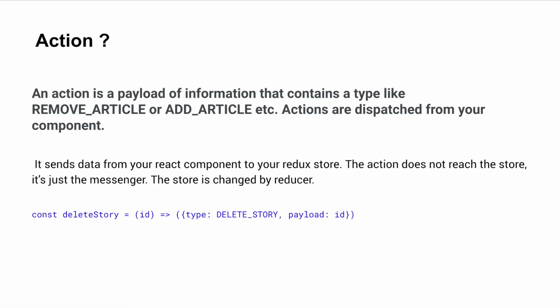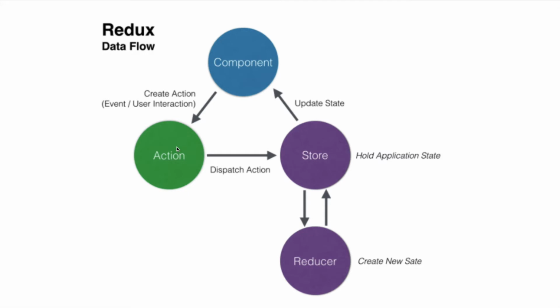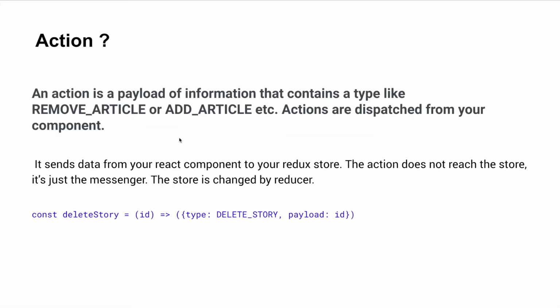So actions. An action is a payload of information that contains things like remove article, article, etc. Actions are dispatched from our components, and they send data from our React component to the Redux store. The action does not reach the store, instead it's just a messenger. The store is changed by the reducer.